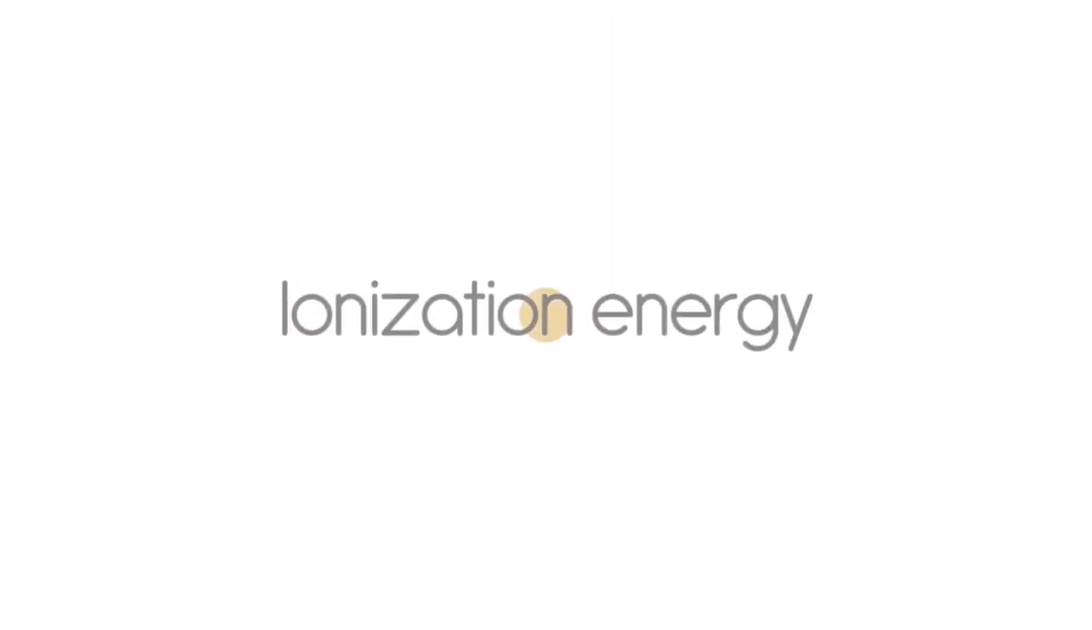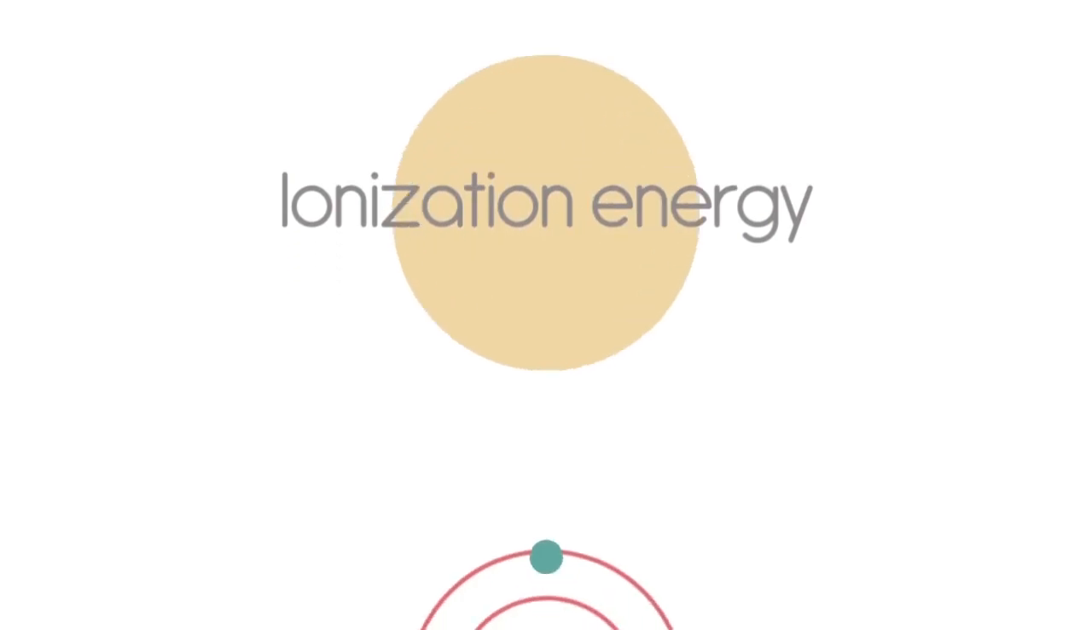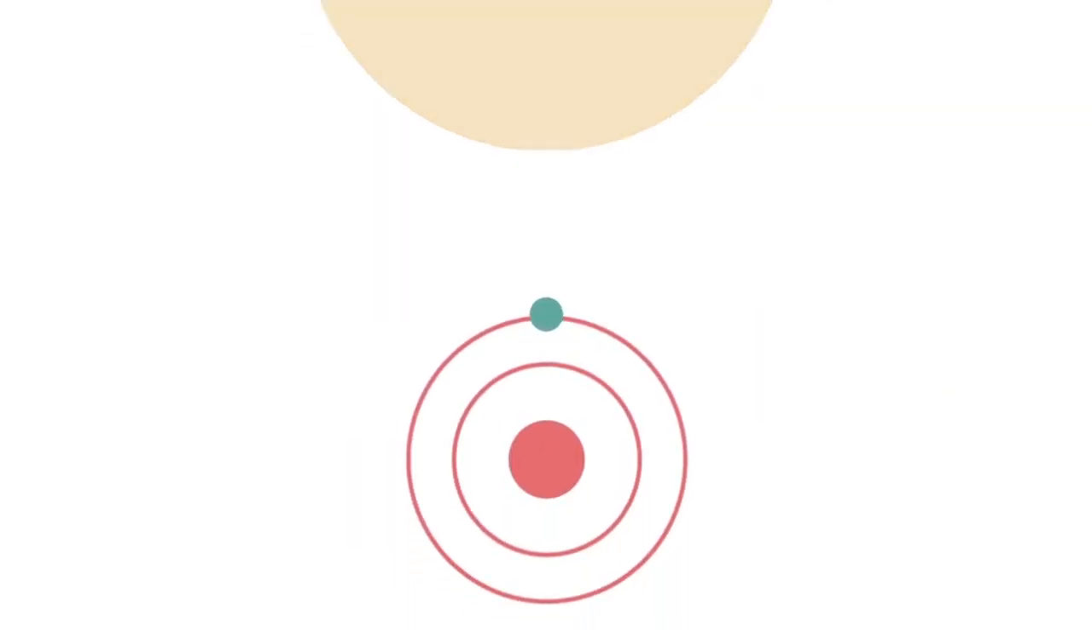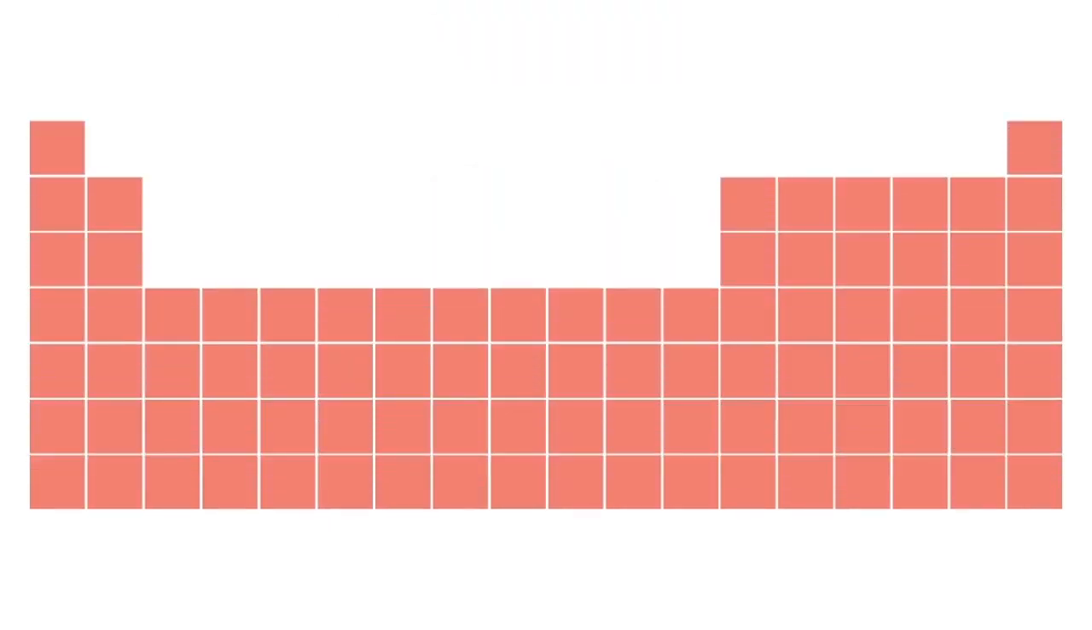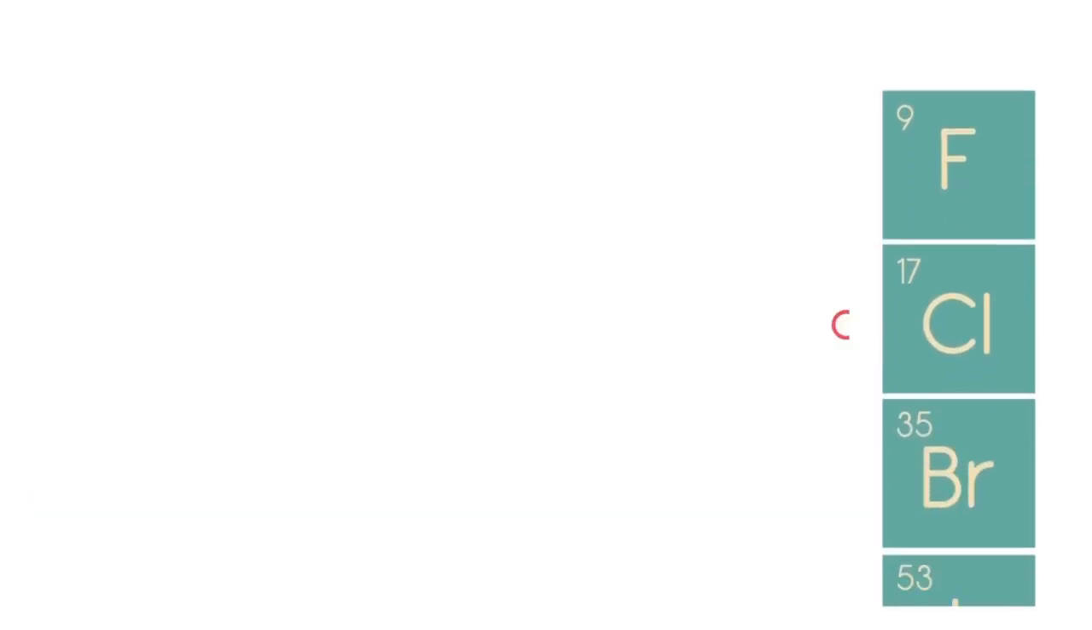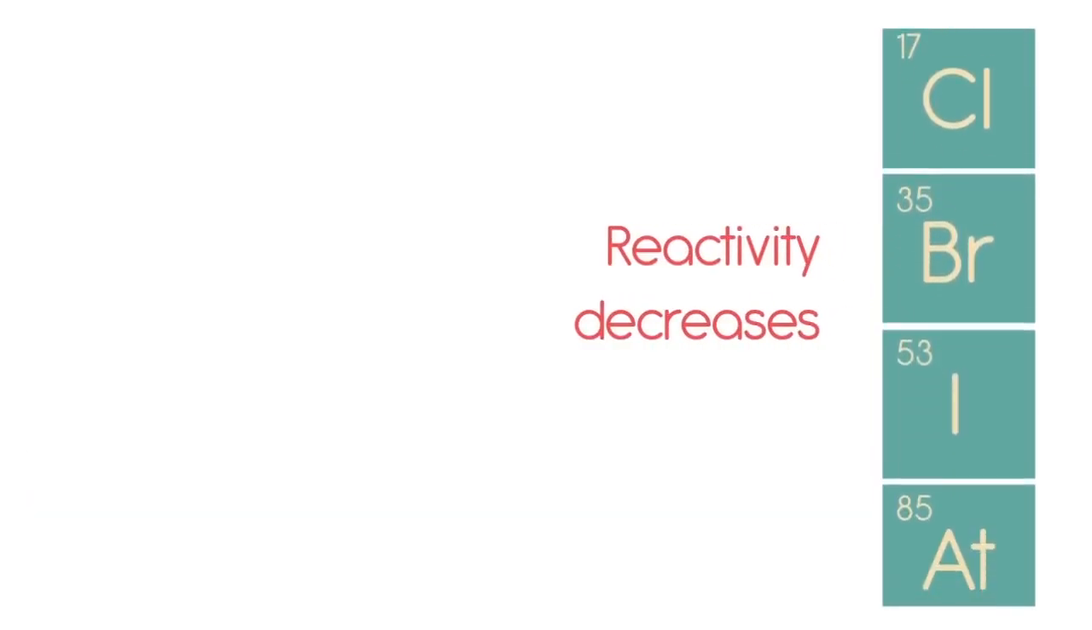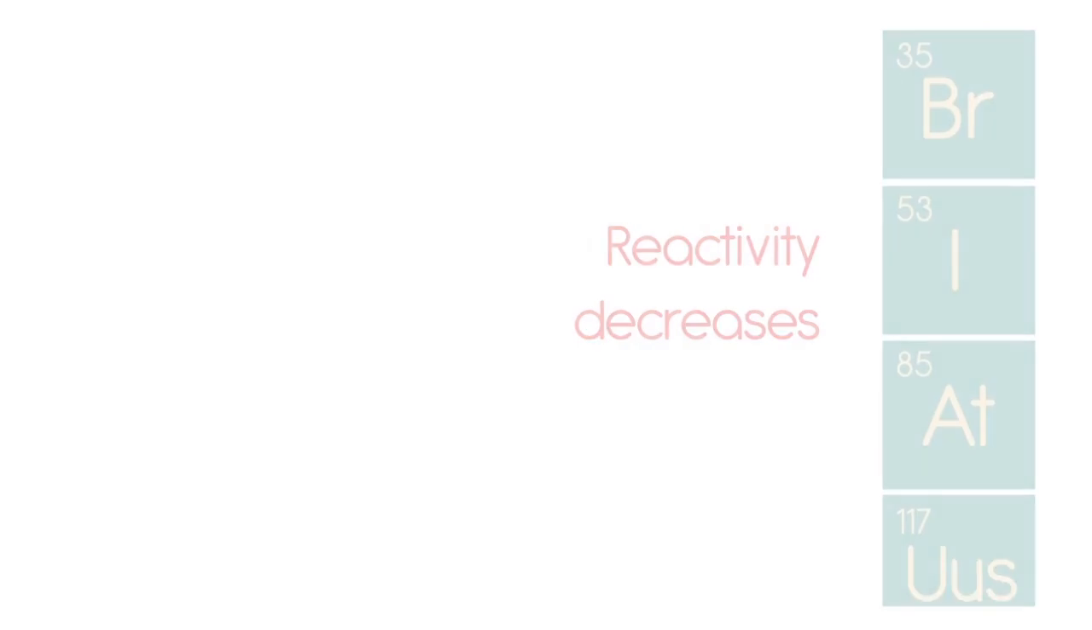The term ionization energy is used to describe the amount of energy required to remove an outermost electron from an atom. Increased shielding means that ionization energy decreases. The same trend is observed moving down any group in the periodic table. Let's take the halogens as an example. Reactivity decreases moving down the halogens.